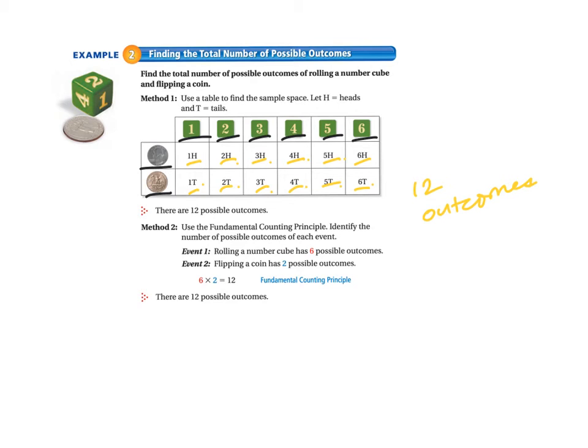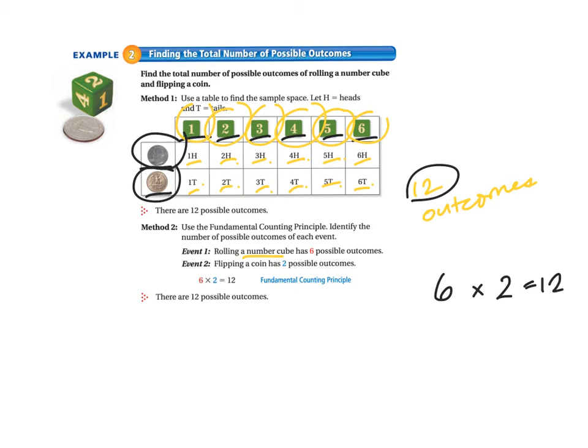But I could also just use the fundamental counting principle and recall that all I need to do is figure out how many possibilities there are for each event. So when I'm talking about rolling the number cube, there are 1, 2, 3, 4, 5, 6 possibilities. When I'm talking about flipping a coin, there are 2 possibilities, heads or tails. All I have to do is multiply those together, get the number 12, and look at that. It's the same answer. There are 12 possible outcomes.